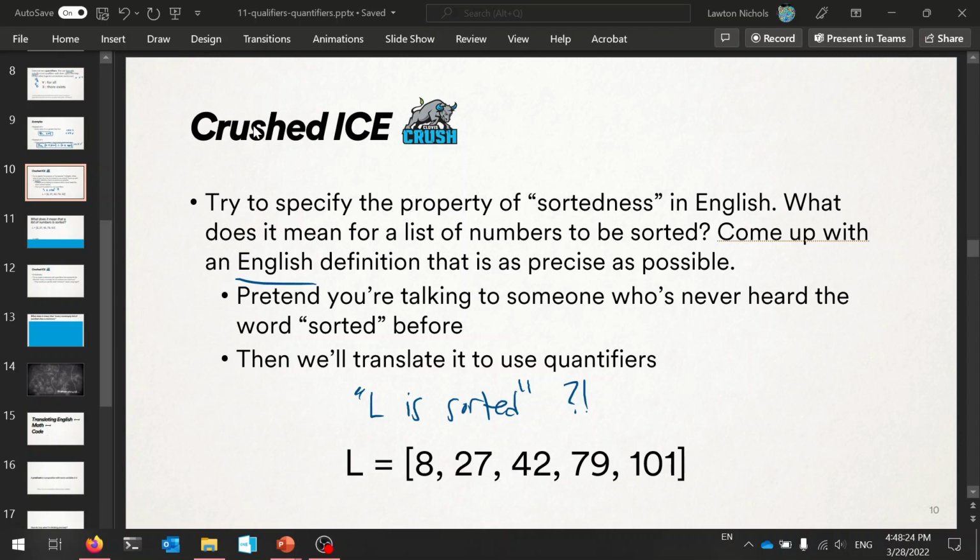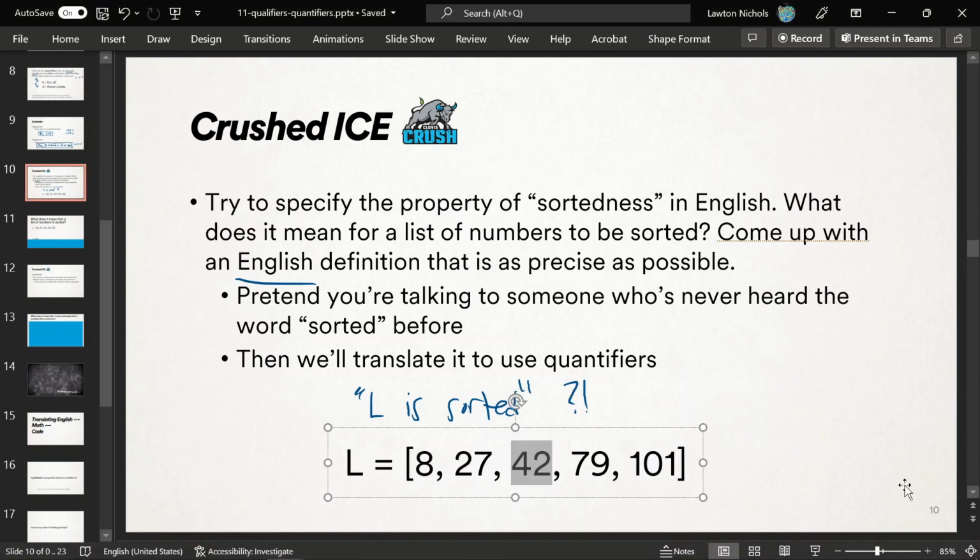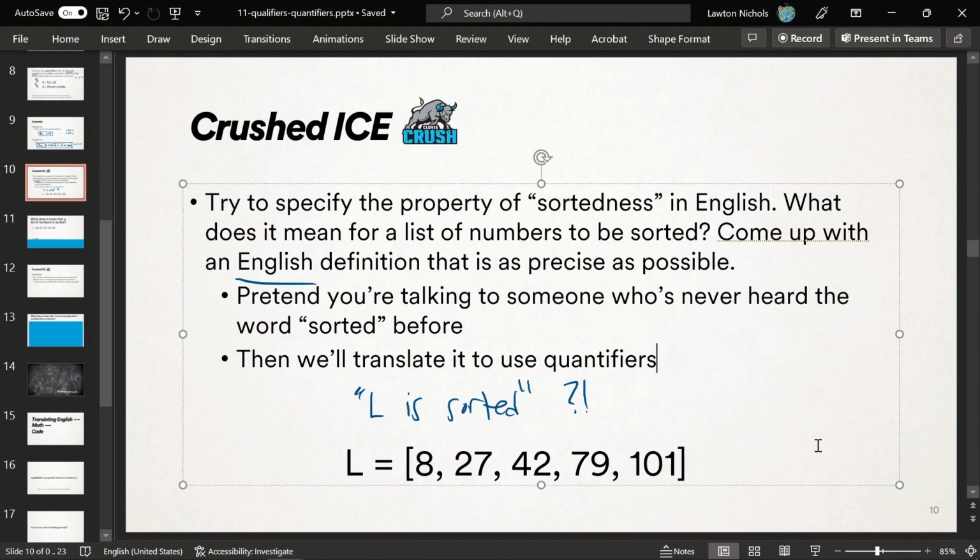All right, that's my timer. Did any group come up with a good idea that they're willing to share? Why is this list sorted? What's so special about it? How would you precisely explain this in English, that this list is sorted?